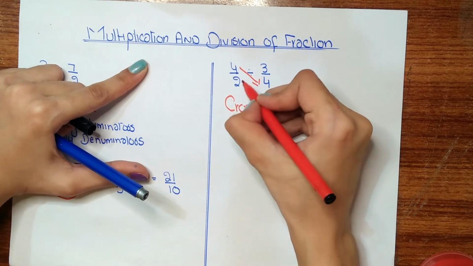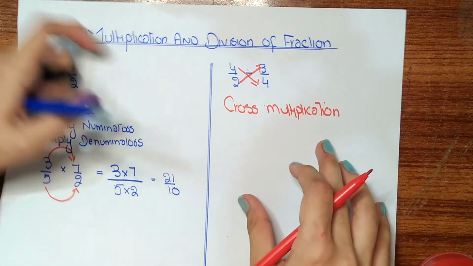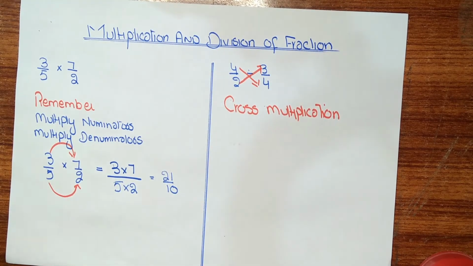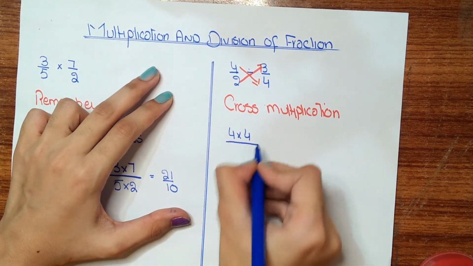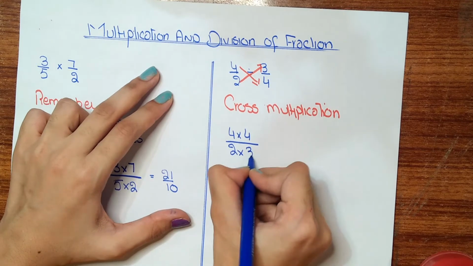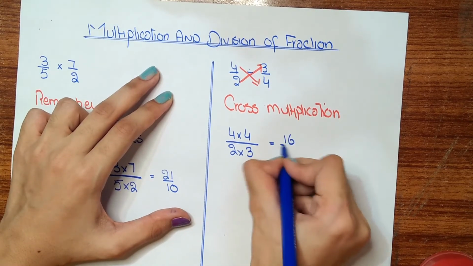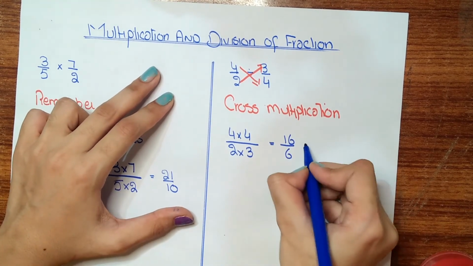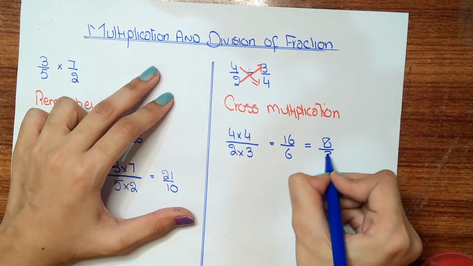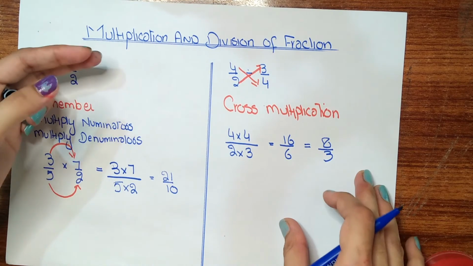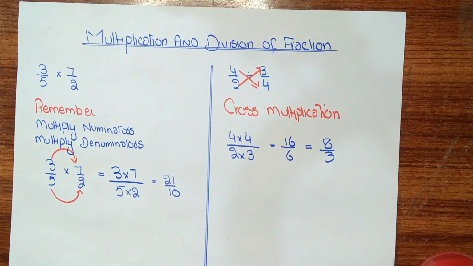4 into 4 and 2 into 3. Let me write it here. 4 into 4 over 2 into 3, that is equal to 16 over 6. We can simplify them with the table of 2, that is 8 over 3, and that's the final answer. So that's basically how we do it with cross multiplication.